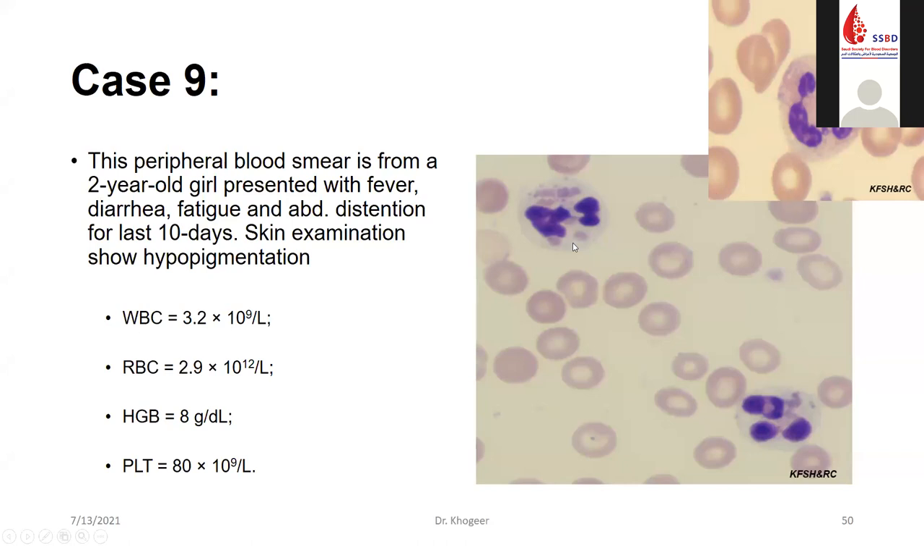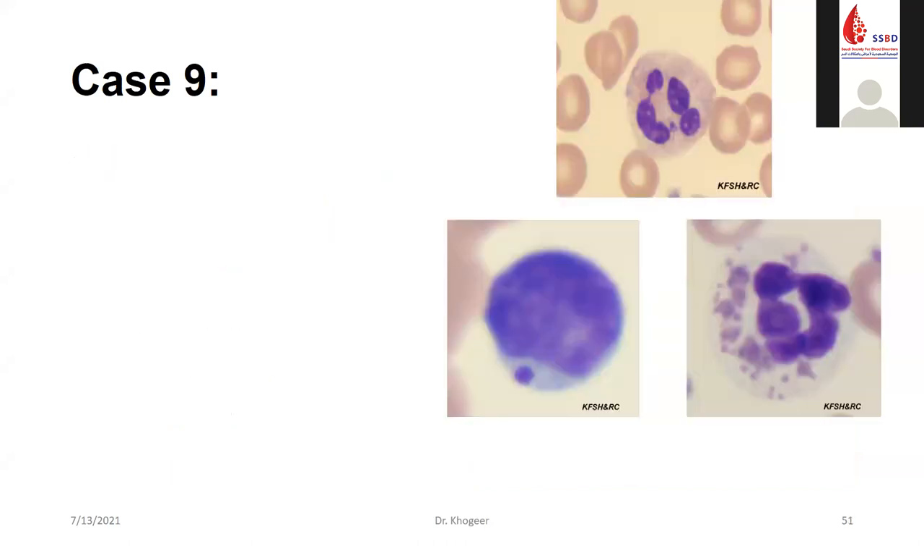So any guess what this cell is? True. This is another example of the abnormal inclusions that can be observed in the lymphocytes. Most of the people mentioned Chediak-Higashi, yes. So this is Chediak-Higashi syndrome.